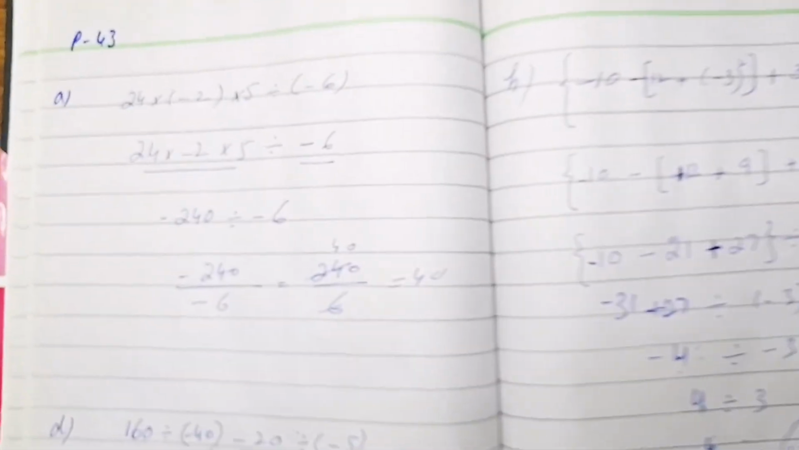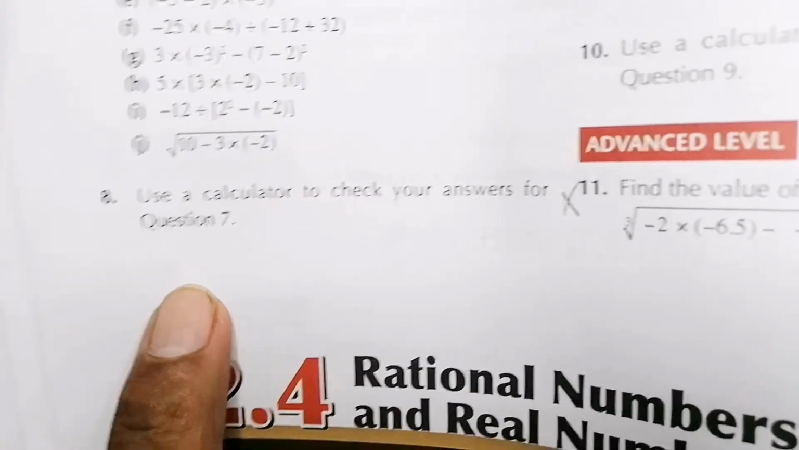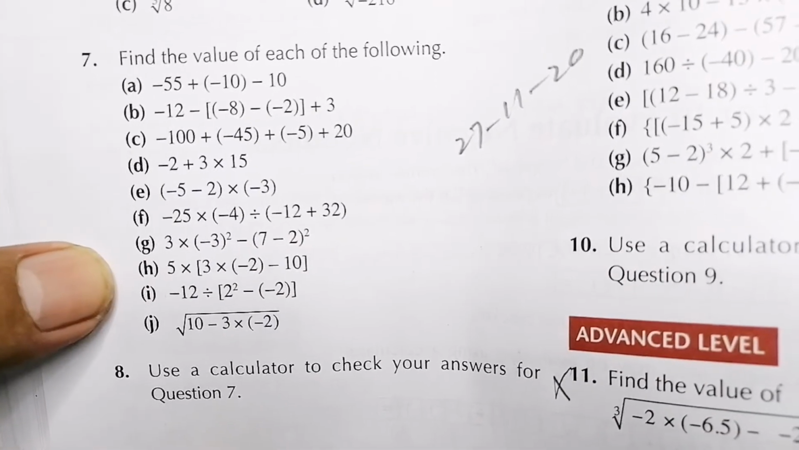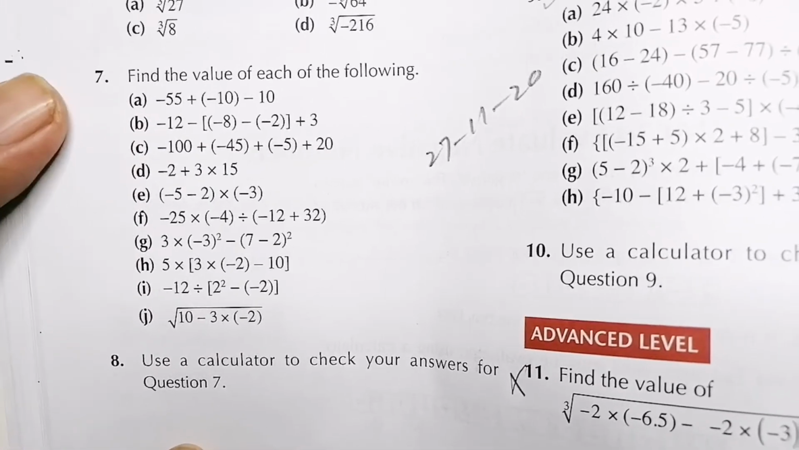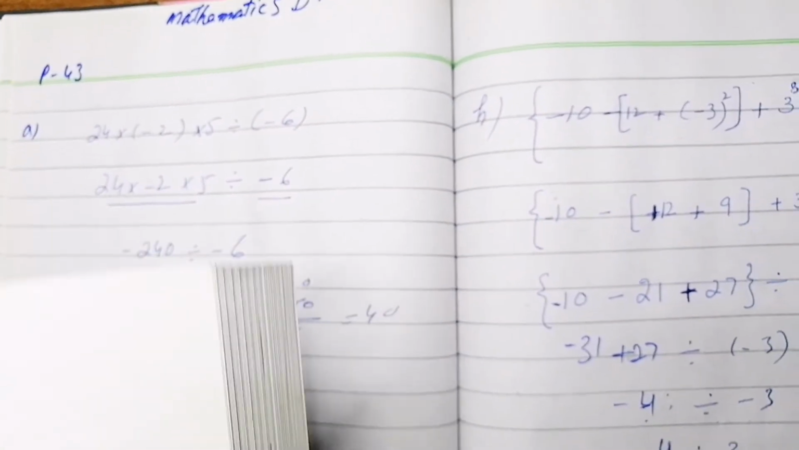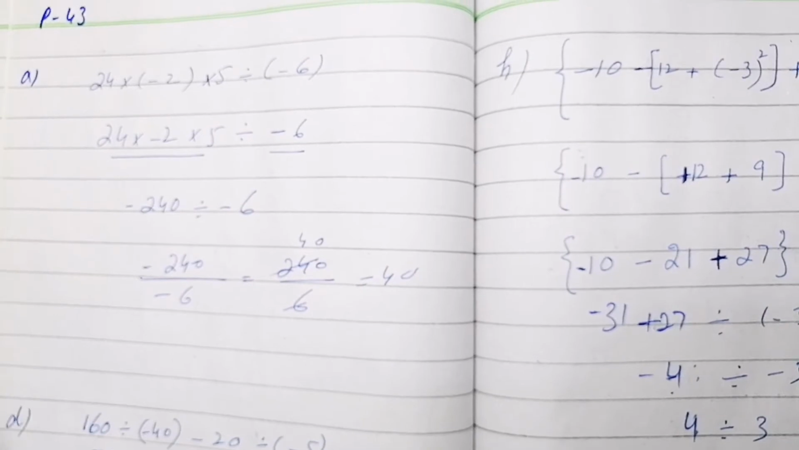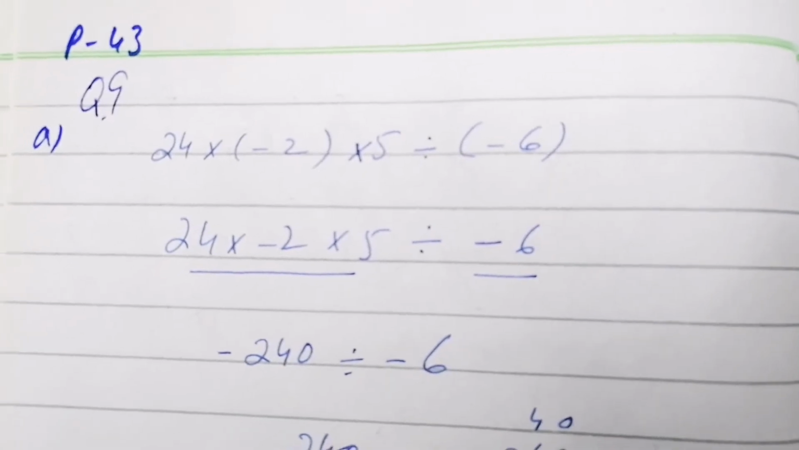Then question number 8 is there. Use a calculator to check the answers for question number 7. So you can do question number 7 with the help of a calculator also if you want, but I have done all the calculations, so you can use a calculator also. Then question number 9 is there. This is question number 9, right? Page 43, question number 9 is there.